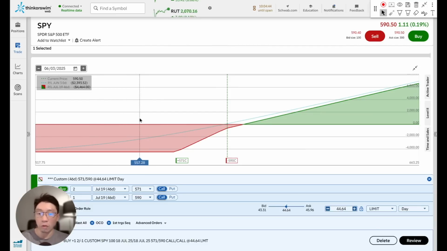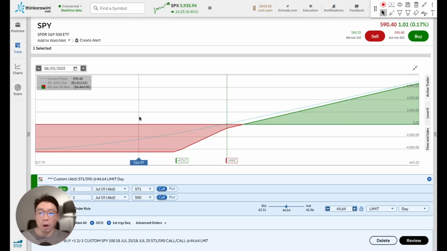But if you were to go for the long stock position, then you're going to be losing a lot more, right? Because if you were to go all the way to $400, then you're going to lose roughly about $19,000 if you were going to buy 100 shares of stock. But for the zebra, you're going to lose much less. In fact, it's just going to be a fraction of it. So this is the zebra.